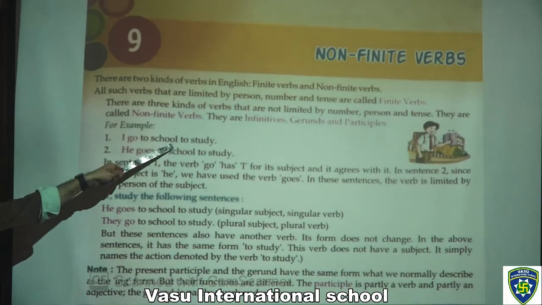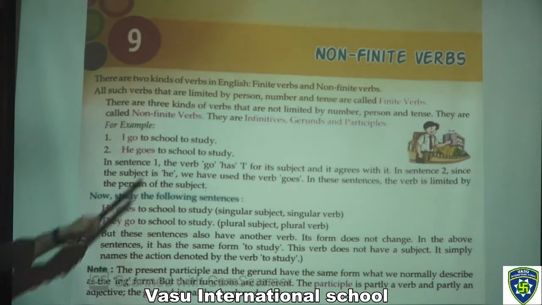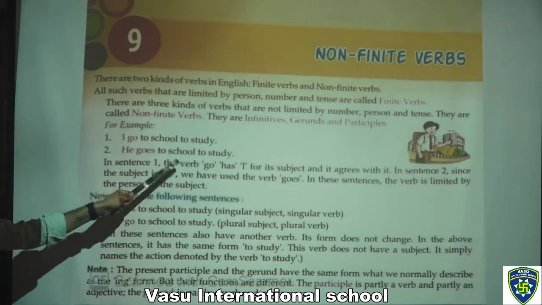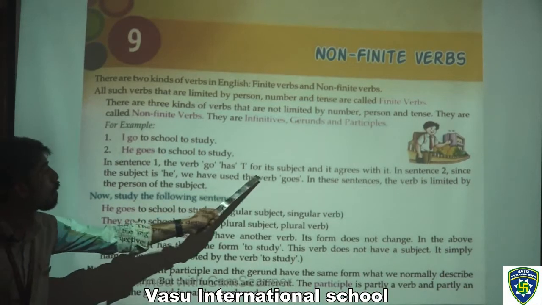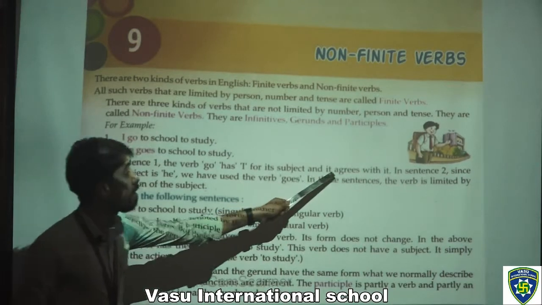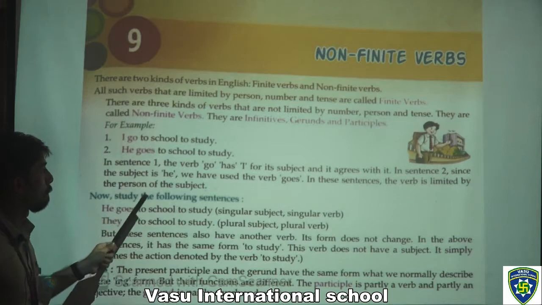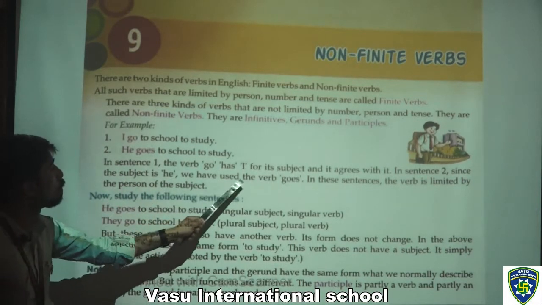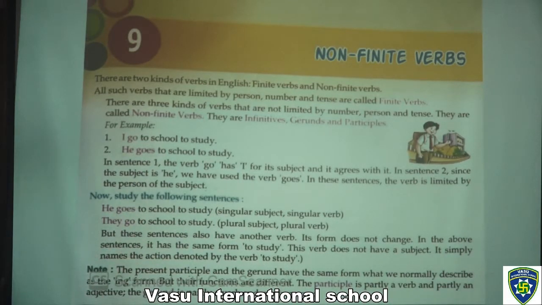I go to school to study. He goes to school to study. Now in sentence 1, the verb go has I for its subject and it agrees with it. Now in sentence 2, since the subject is he, we have used the verb goes. In these sentences the verb is limited by the person of the subject.